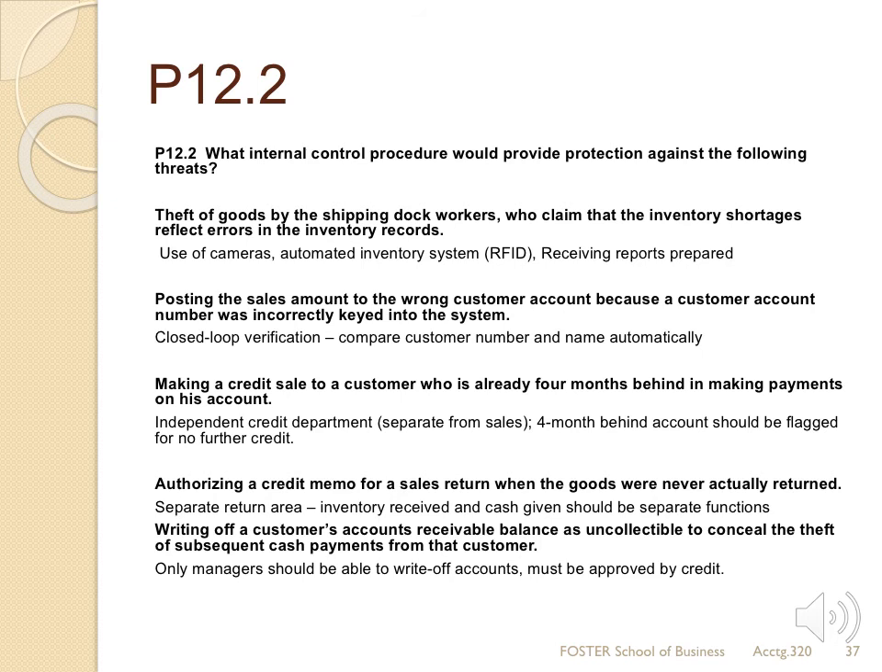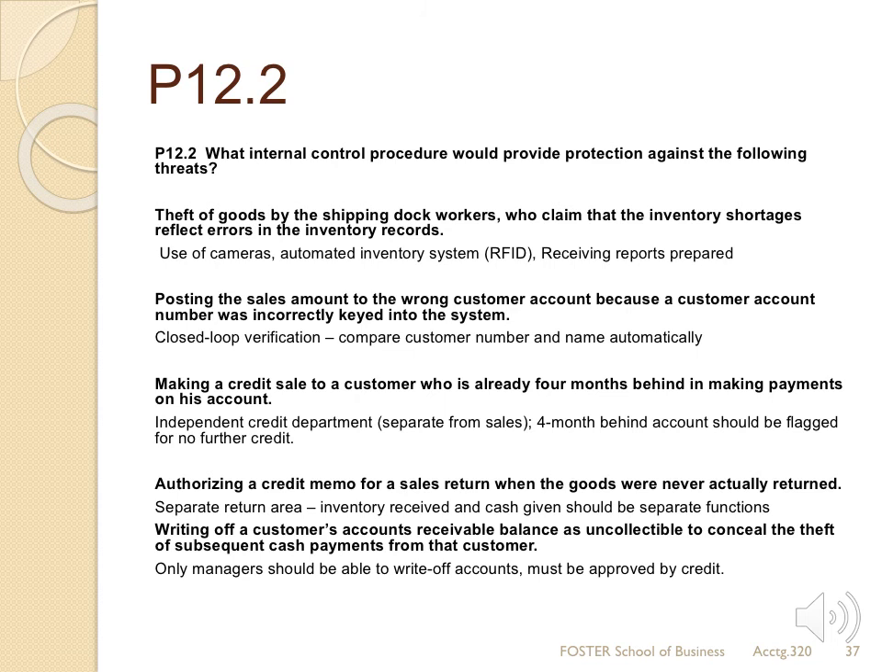Posting the sales amount to the wrong customer account because the customer account number was incorrectly keyed into the system. Well, if we put the wrong number in the system, it should give us a name that's not right. So we're updating this customer account balance. I know it's Joe Smith. I put the wrong number in. Joe Smith's name is not going to come up; Bill Jones's name is going to come up. If I put the right customer number in, the right customer name should come up. That's called closed loop verification. It's a validity check and compares customer number and name automatically.